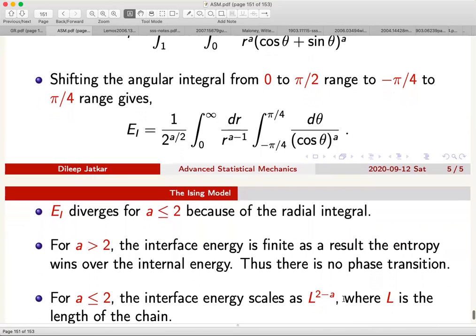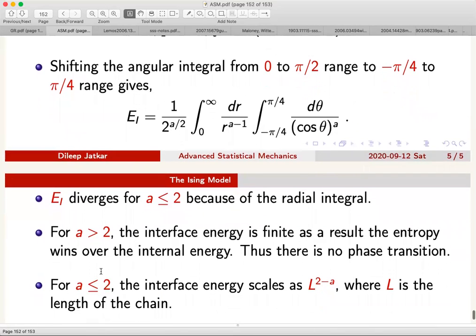On the other hand, if a is less than or equal to 2, then the interface energy would scale, by dimension counting, as L to the 2 minus a, where L is the length of the chain. If that 2D system is written as a chain, or you just think of a chain with a 1 over r to the a kind of interaction, then the interface energy would scale as L to the 2 minus a. This is just a scaling statement about dr by r to the a minus 1.